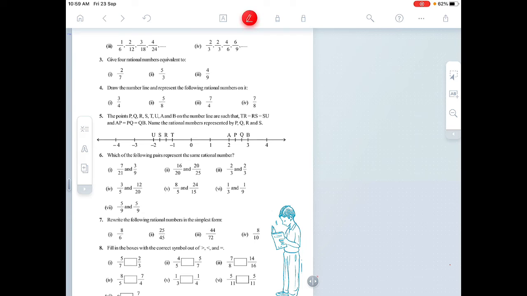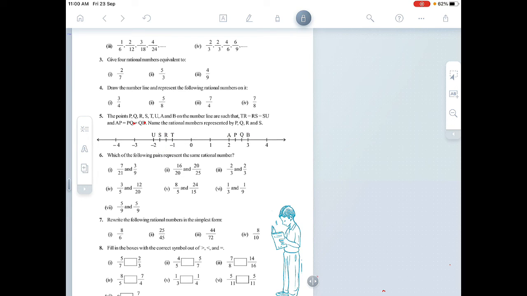So in question number 5, it is written the points P, Q, R, S, T, U, A, B on the line are such that TR is equal to RS is equal to SU, minus 1 minus 2. Okay, all these line segments are same in length. Next, AP is equal to PQ is equal to QB. Name the rational numbers represented by P, Q, R, S. These 4 rational numbers will be found.